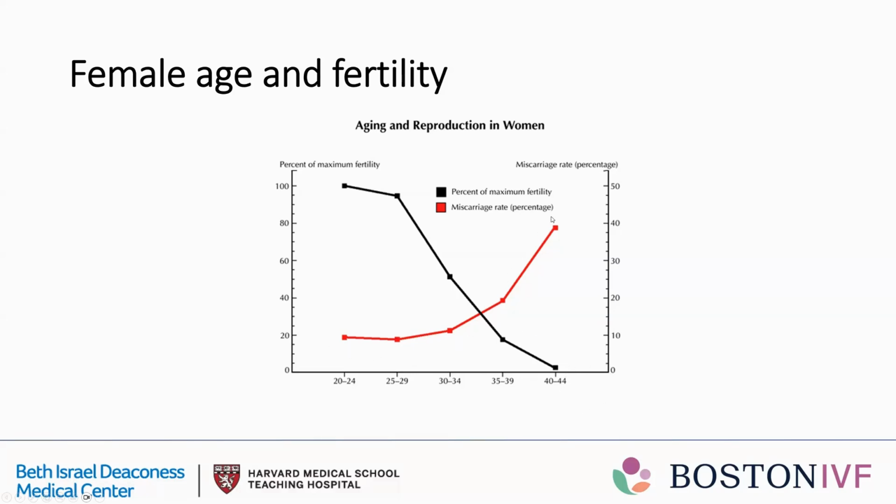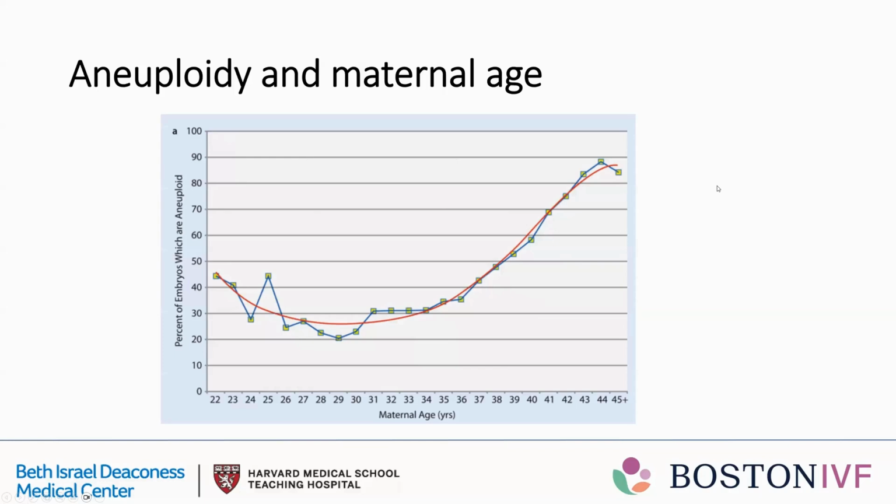And this is mirrored by a rise in the miscarriage rate. And the main reason for this is aneuploidy rates. So as we get older, the risk of having an embryo that's chromosomally abnormal or aneuploid is much higher. But even at the young age of, even in your 20s, it's not a 0% chance of aneuploidy. It's about 20 to 30%. So not an insignificant number. And then it continues to rise. And at 44, it's a 90% chance of chromosomal aneuploidy.